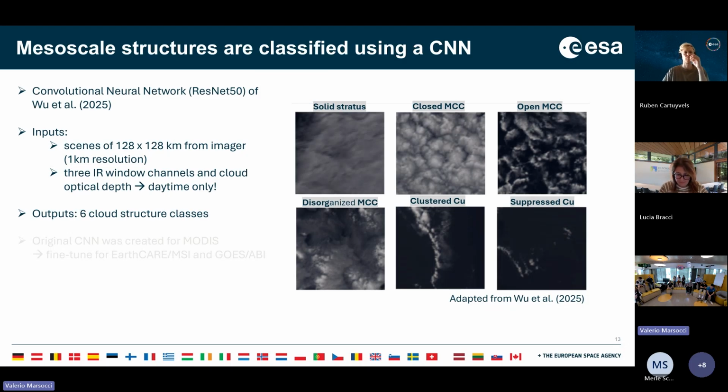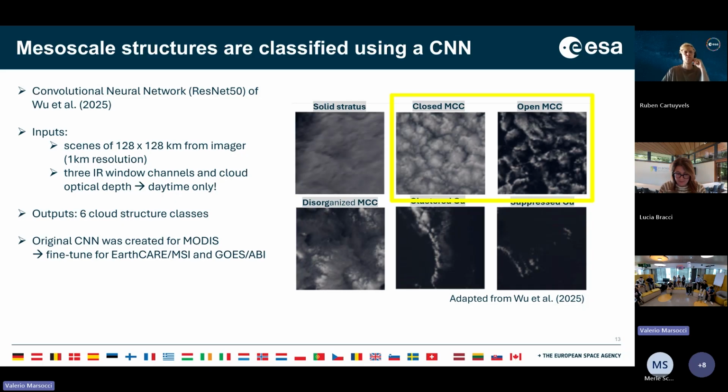And as I said, I'm focusing here on closed and open cells, so 2 of these cloud structures. And because this original neural network was created for MODIS, a different imager, I fine-tuned it to EarthCARE to increase the performance, and also to GOES-ABI, but I'll go into detail why I also applied it to GOES later.